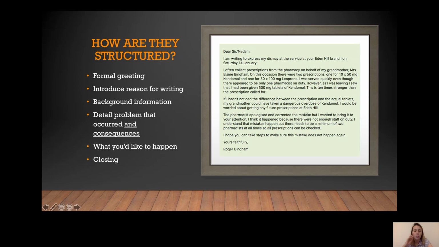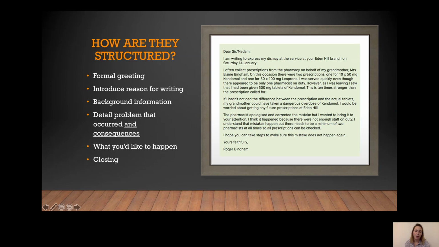Now, the final bit of a complaint letter always involves the writer saying what they would like the outcome to be. So he said he thinks it happened because there were not enough staff on duty. And he's tried to be empathetic, keeping really polite and formal. "I understand that mistakes happen, but there needs to be a minimum of 2 pharmacists at all times, so all prescriptions can be checked." So that's what he wants. He hasn't asked for the pharmacist to be closed or to receive any compensation. It wasn't a huge mistake and he noticed straight away. So therefore there wasn't a massive problem.